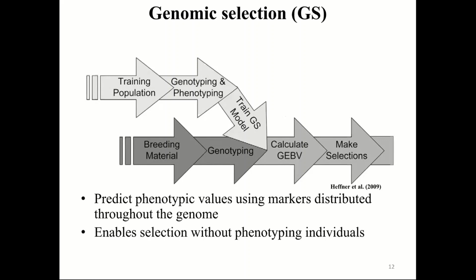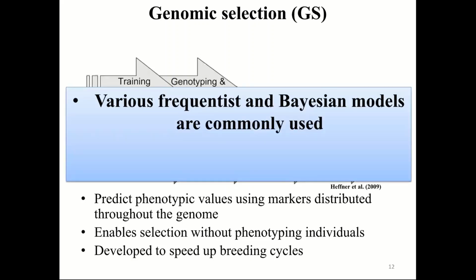So these enable crop breeders to select without having to phenotype individuals. If you imagine that, you don't have to go through an entire field season to wait for your plants to phenotype, or if you're planting perennial species, you don't have to go through a couple of burning years or whatever to obtain your phenotypes. You can make selections on the spot as soon as you sequence your breeding material and calculate these GEBVs.